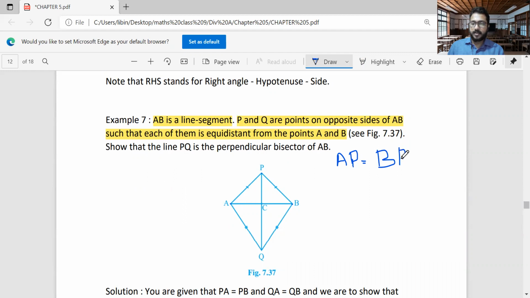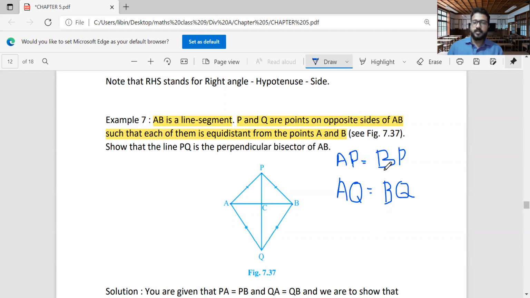Okay. Similarly, can we write AQ is equal to BQ? From this figure, we should be able to point out such things. First of all, you could write this by pencil in your paper. Then read the rest of the question.